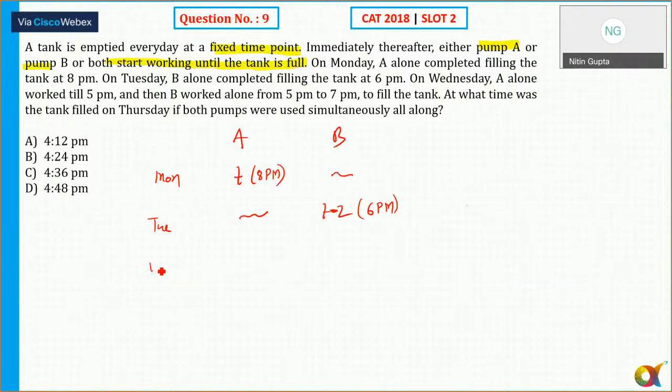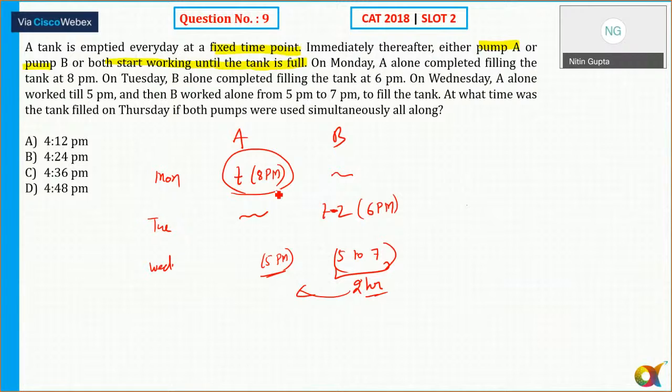Now on Wednesday, A alone worked till 5 p.m. Then B worked from 5 p.m. to 7 p.m. What is the time taken by A to complete this work? Usually A always completes his work at 8 p.m. But on this day, A has worked only till 5 p.m. So how much work is remaining? 3 hours of work.